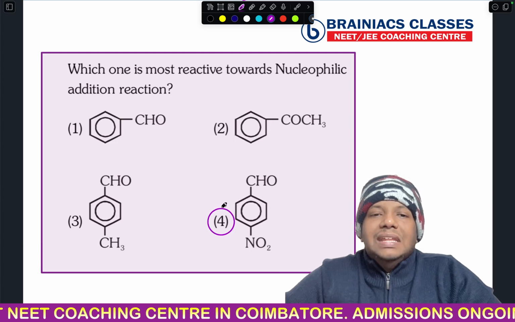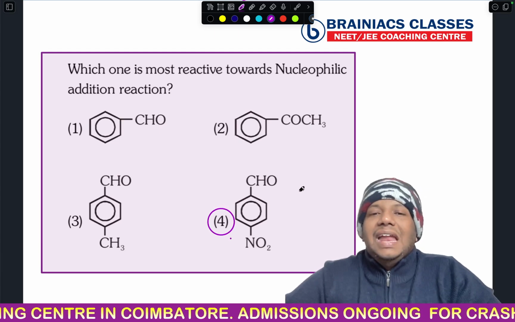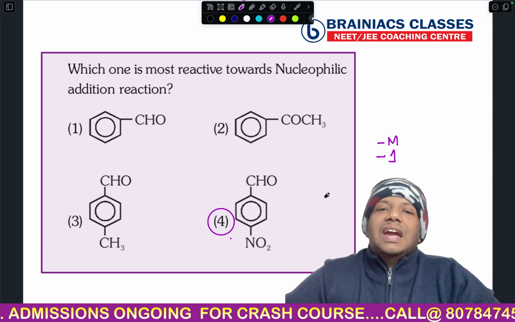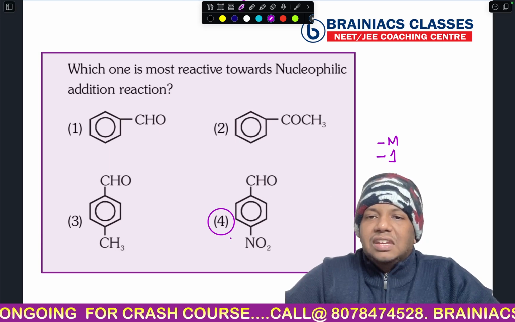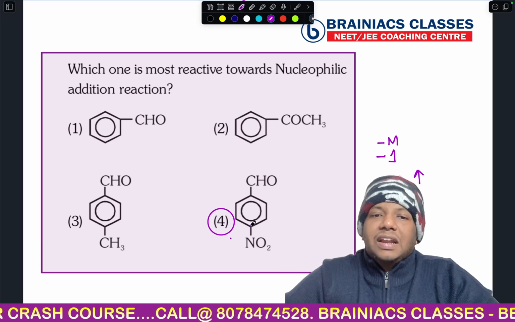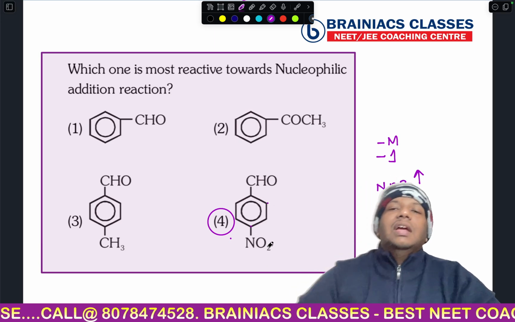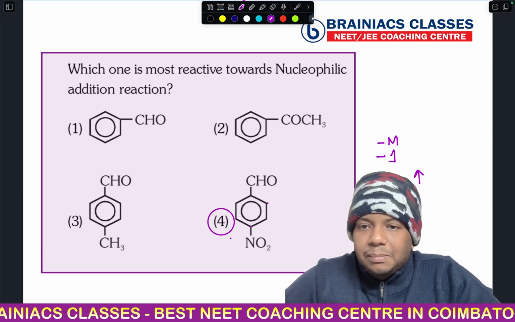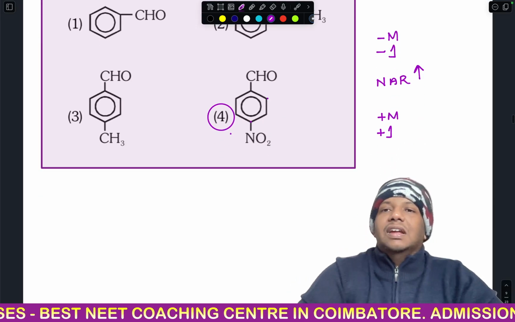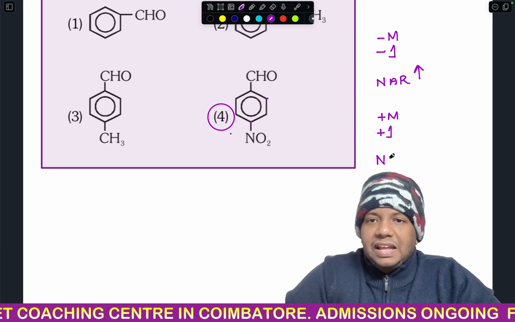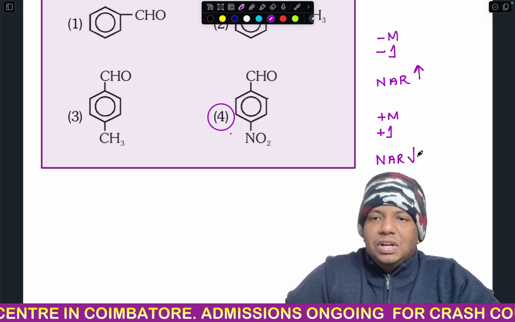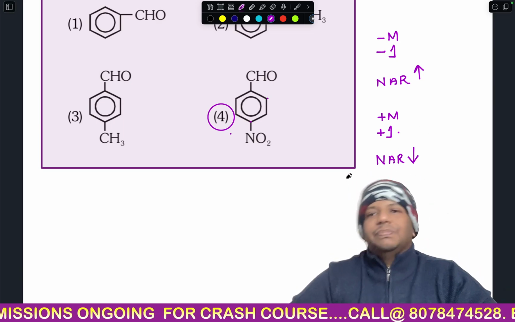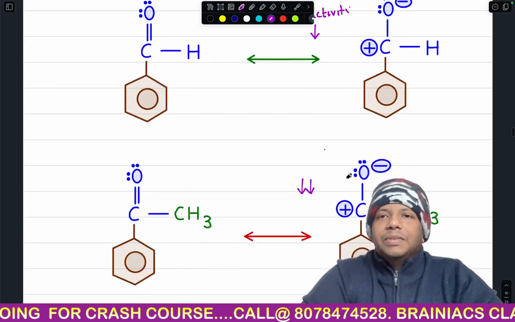Fourth one. So I can easily say whenever you have a benzene ring and if there is a minus M or minus I group connected, surely the nucleophilic addition reaction rate would increase, especially if they are connected at ortho-para positions. But if a plus M or a plus I group is connected, please understand, the nucleophilic addition reaction rate would decrease. Why? Because these groups will donate electrons and decrease the magnitude of the charge. Hope you understood.